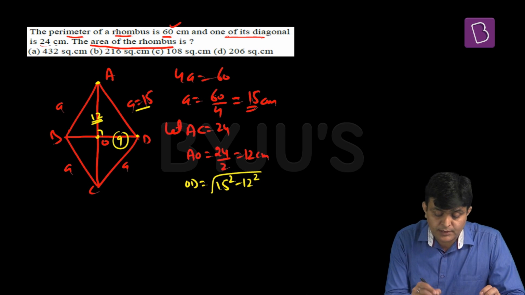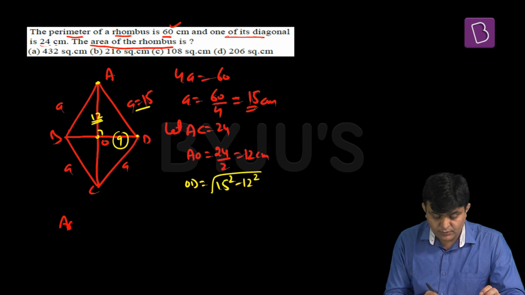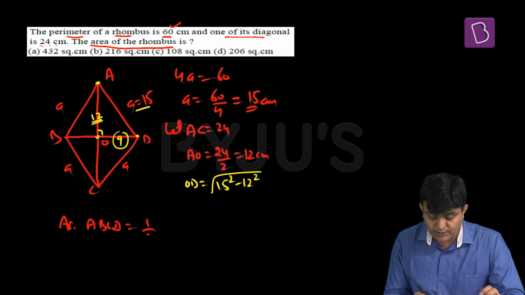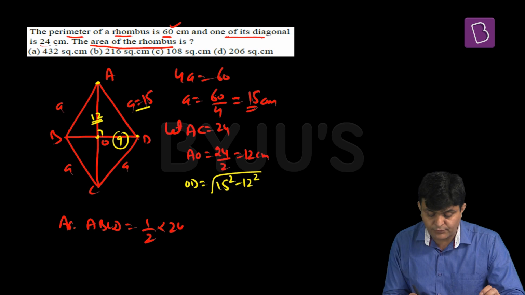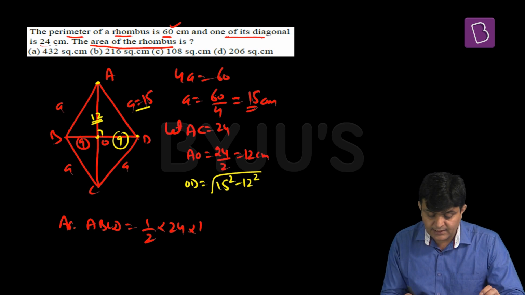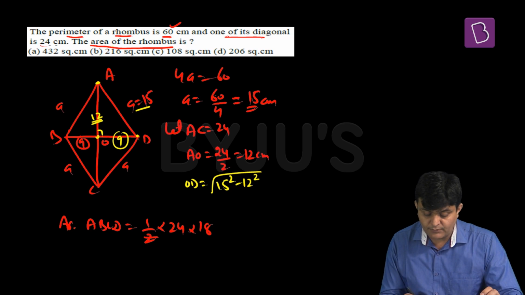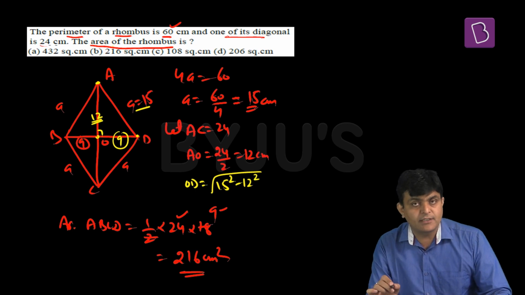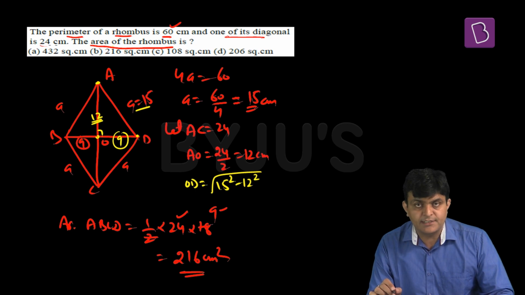The area of rhombus ABCD is 1 by 2 of diagonal 1, that is 24, into diagonal 2, 9 and again 9, that is 18. So 1 by 2 into 24 into 18, that is 216 centimeter square is the final area of rhombus ABCD, right?